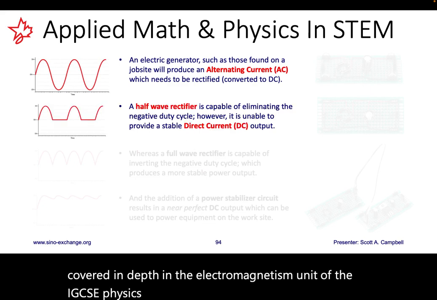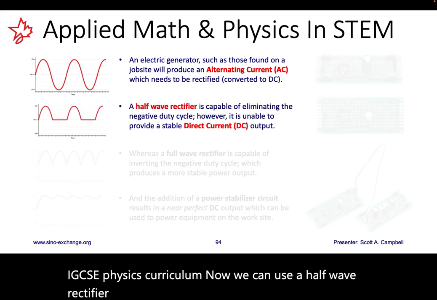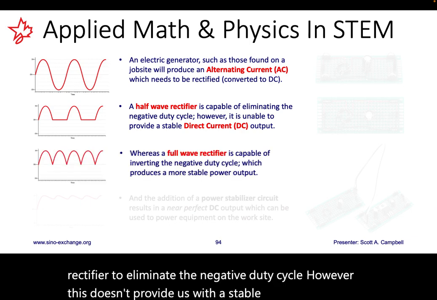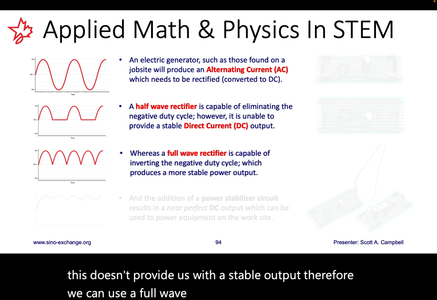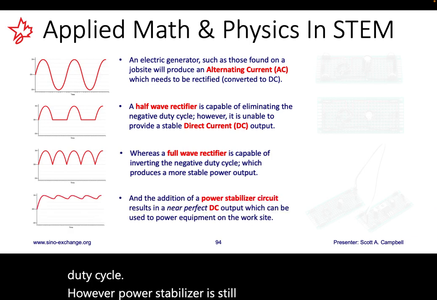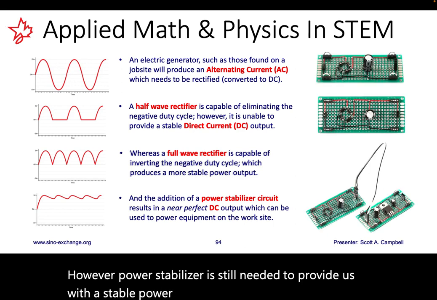Now, we can use a half-wave rectifier to eliminate the negative duty cycle. However, this doesn't provide us with a stable output. Therefore, we can use a full-wave rectifier to invert the negative duty cycle. However, a power stabilizer is still needed to provide us with a stable power output. And this is what a full-wave rectifier and a 5-volt power stabilizer would look like in practice.